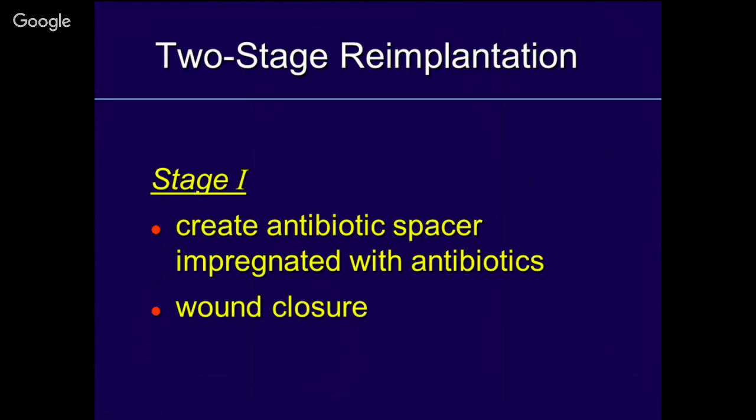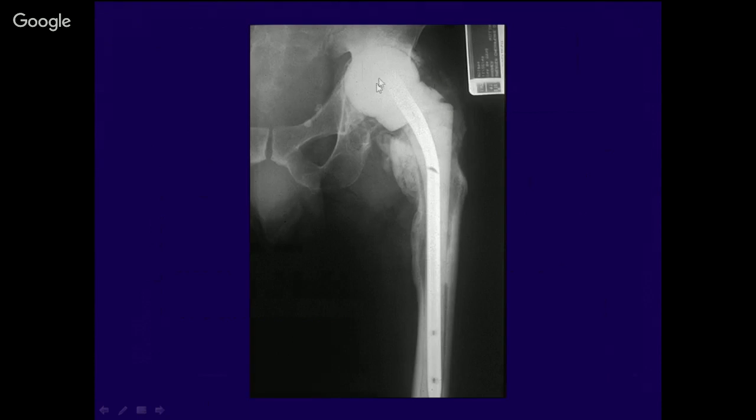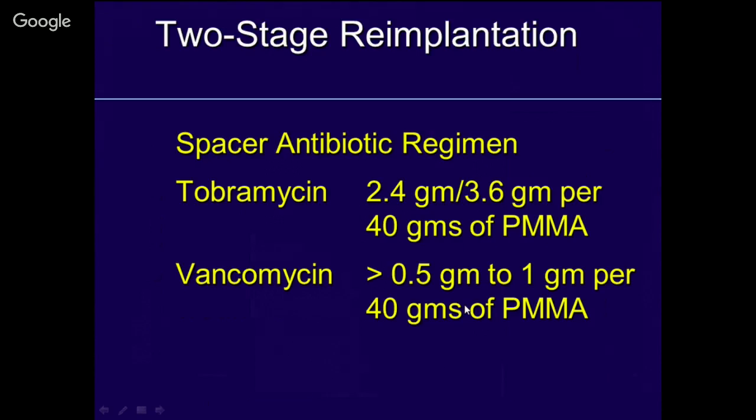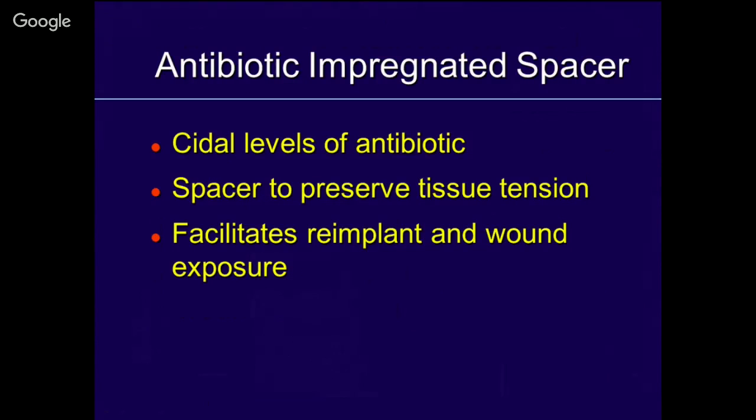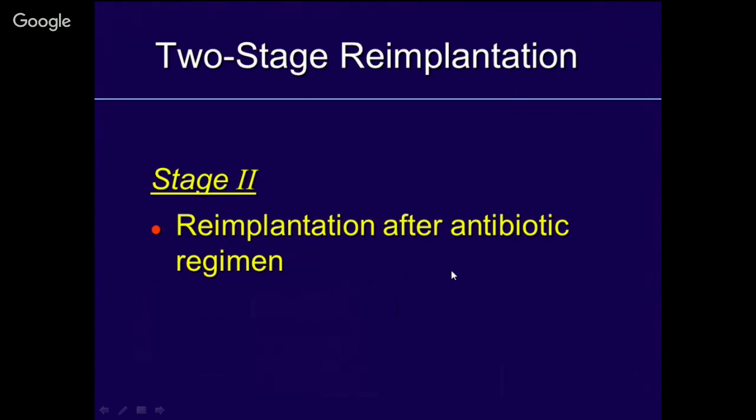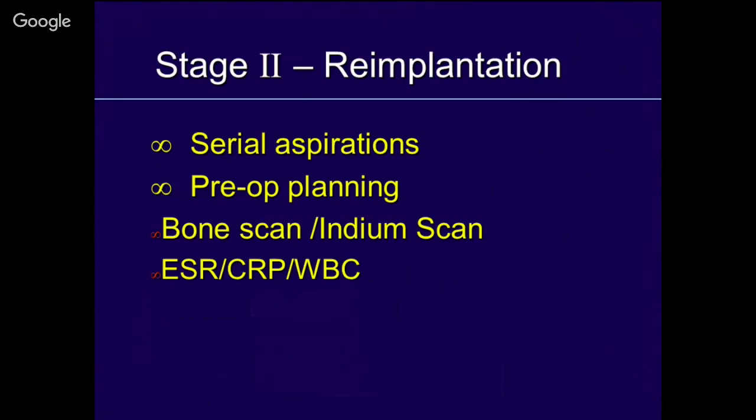In stage 1, we create an antibiotic spacer that is impregnated with antibiotics. Then we close the wound, with the antibiotic spacer in place. The antibiotic spacer generally contains tobramycin or vancomycin. The spacer preserves the tissue tension and facilitates implant and wound exposure. And stage 2 is the reimplantation after the antibiotic regimen.